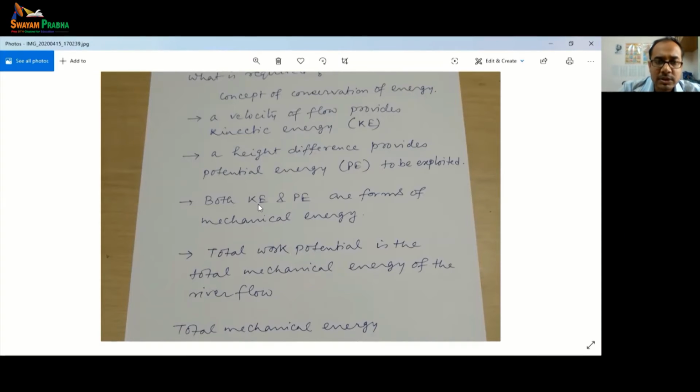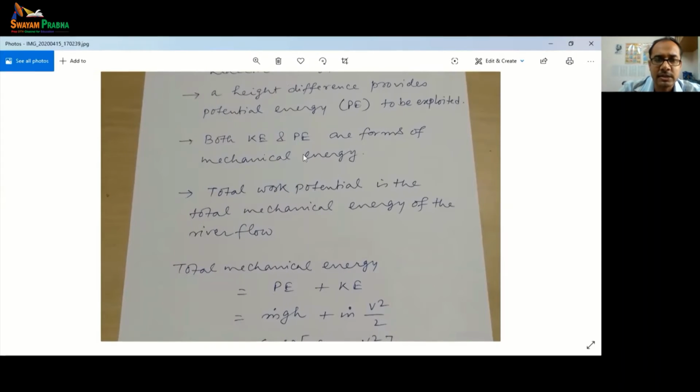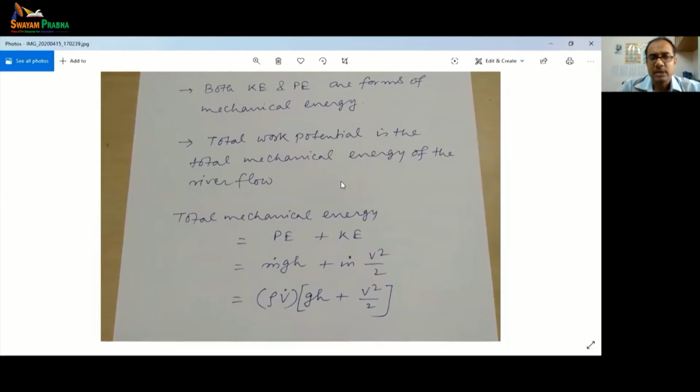That's how all these hydraulic turbines work, by exploiting the potential energy. Both this kinetic energy and potential energy are forms of mechanical energy. We call it mechanical energy, both the kinetic and potential energy. And it is also asking us to find out the total work potential. The total work potential will be nothing but the total mechanical energy of the river flow.